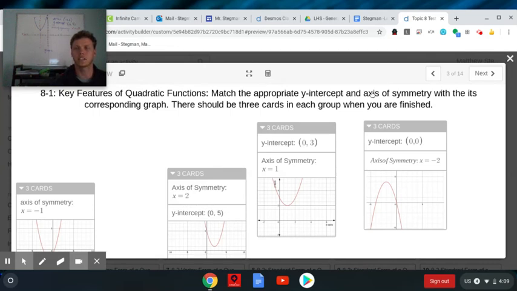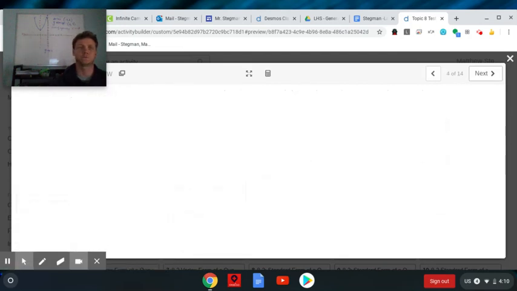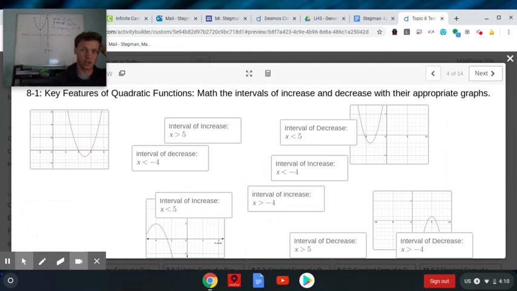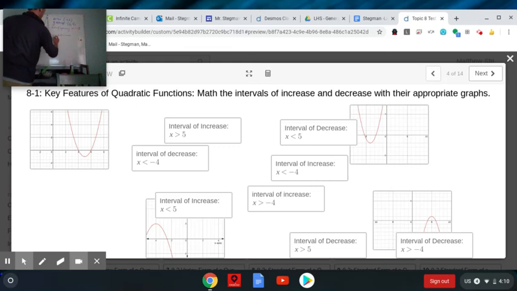Going to the next slide. Last slide for section 8.1, talking about intervals of increase and decrease.